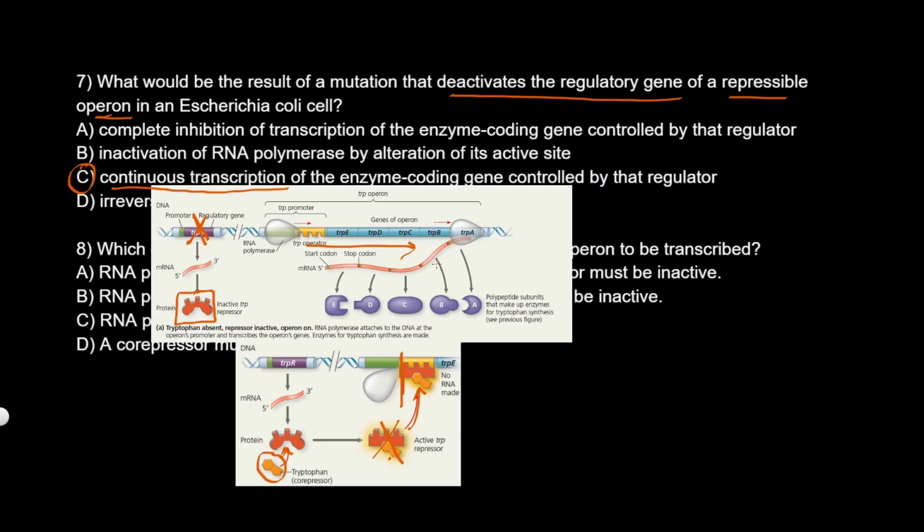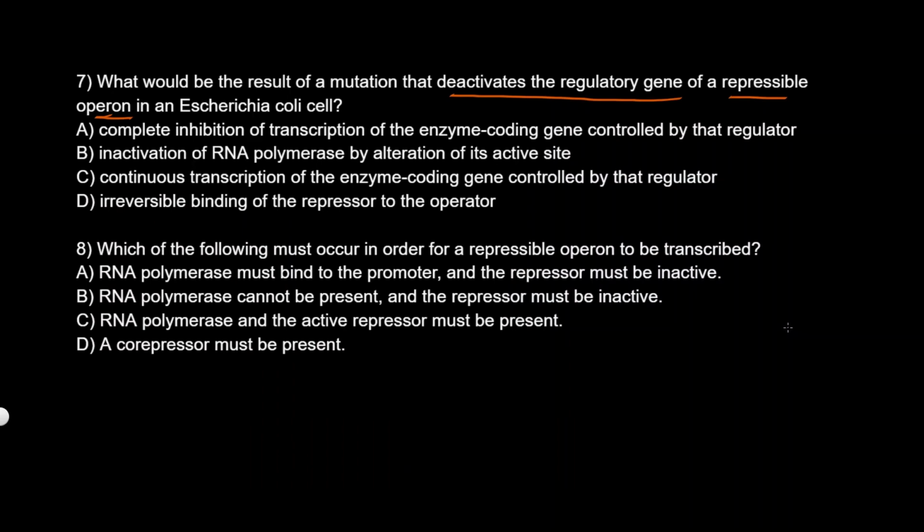Let's move on to number 8. Which of the following must occur for a repressible operon to be transcribed? So this is another repressible operon. In order to have transcription, you must have RNA polymerase. Yes. And that RNA polymerase must bind to the promoter, and the repressor must be inactive. If the repressor is activated, you'll block the process. So A will be the answer. Let's move on to number 9.